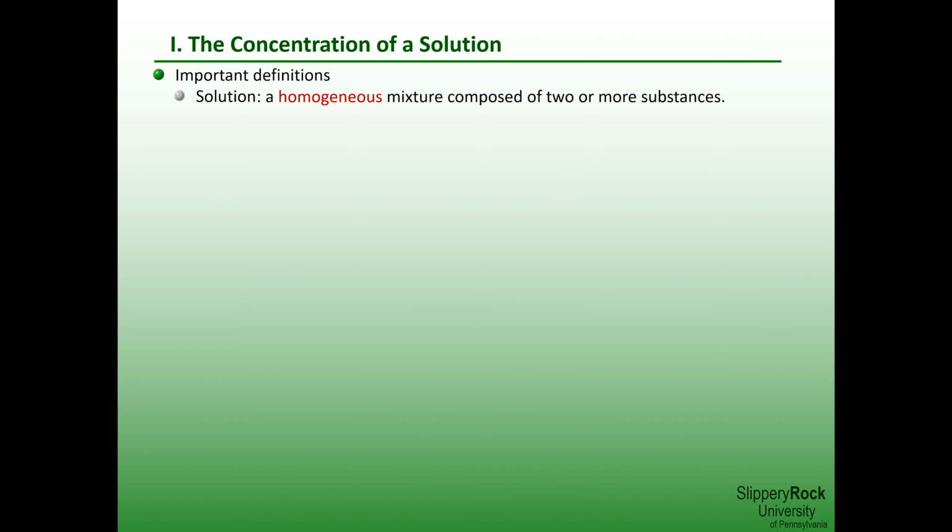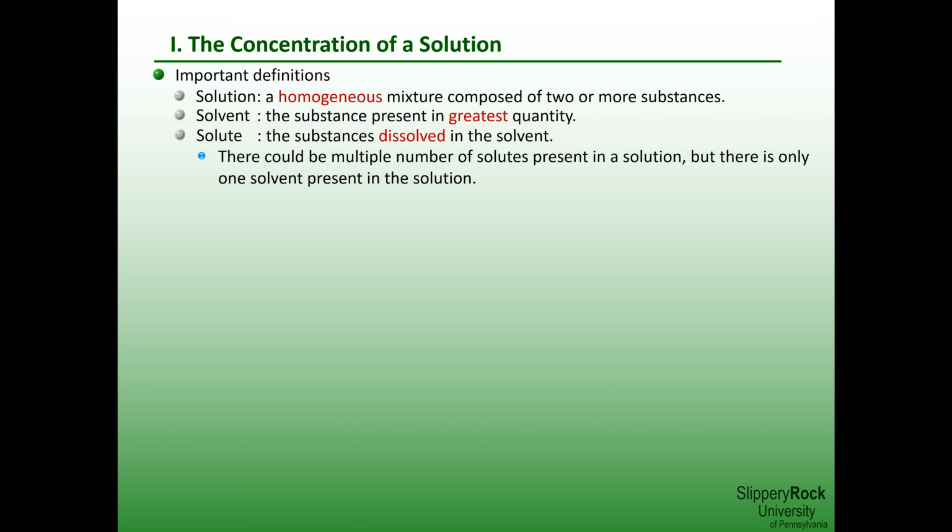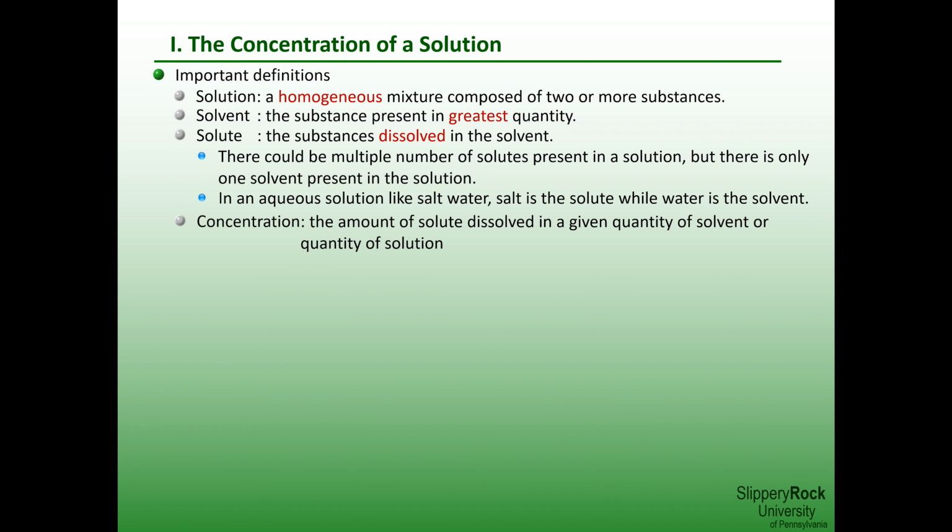A solution is a homogeneous mixture composed of two or more substances. The substance present in the largest amount is called the solvent, and the substances that dissolve in it are called the solutes. There could be multiple solutes present in a solution, but there is only one solvent. For example, in salt water, water is the solvent and salt is the solute. Concentration tells us how much solute is present in a given amount of solvent or solution.